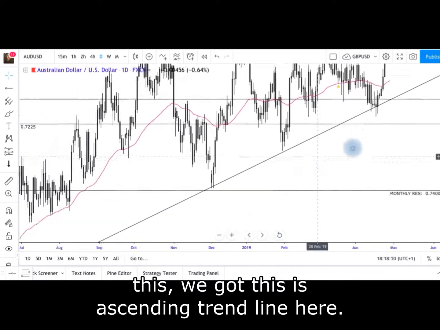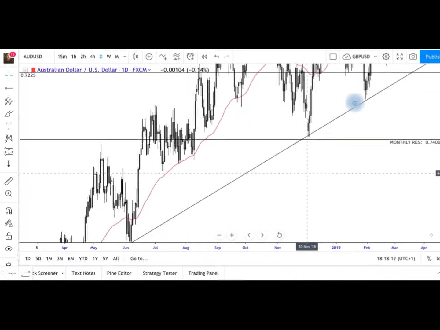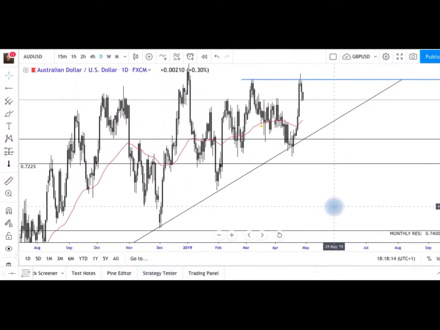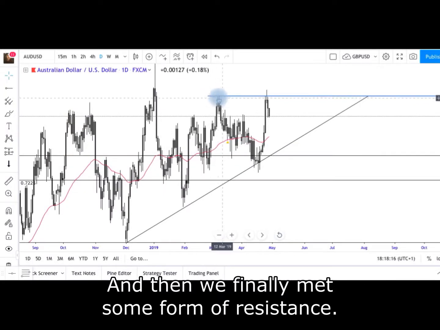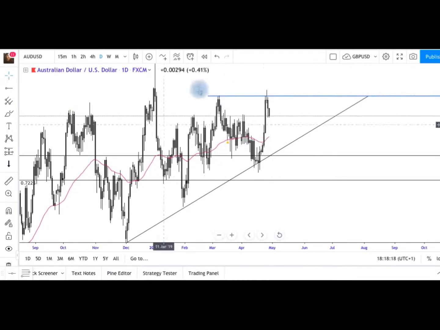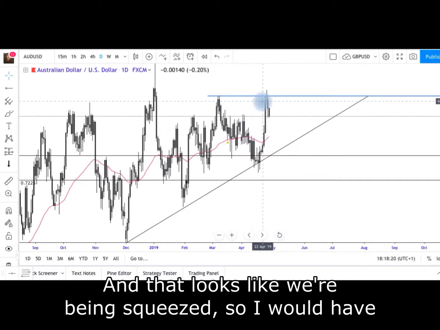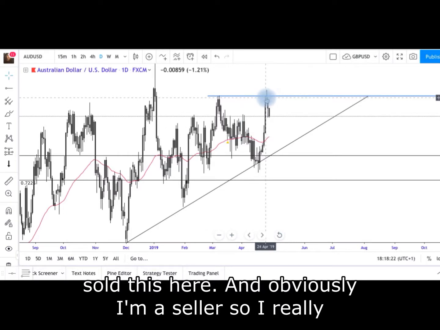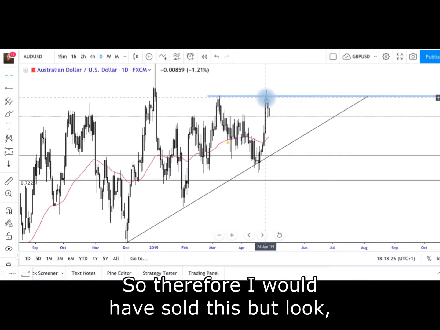We've got this ascending trend line here, and then we finally met some form of resistance, and that looks like we're being squeezed. So I would have sold this here. And obviously I'm a seller, so I really enjoy selling things. So therefore I would have sold this.